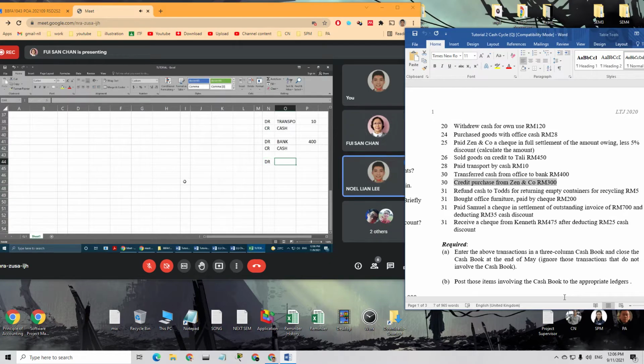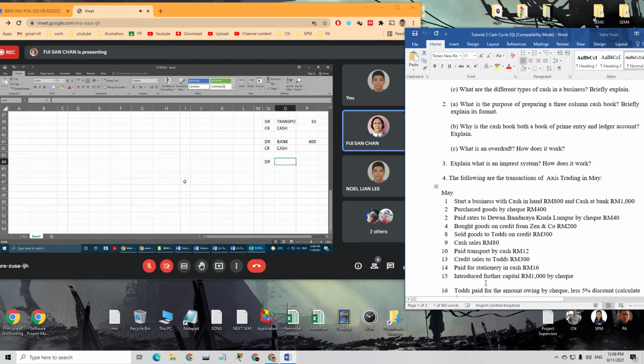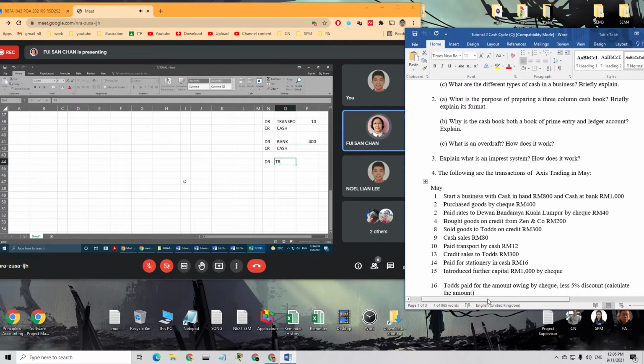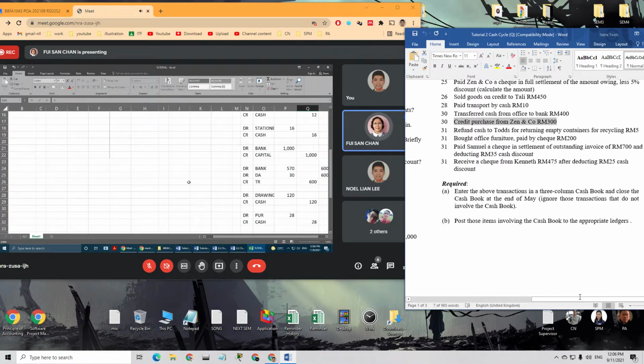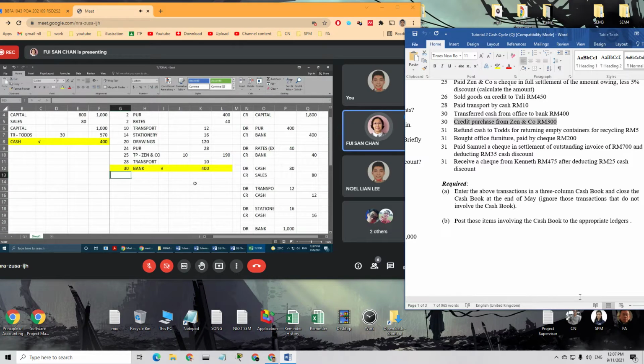Debit trade receivable. Okay, can. And what do we credit? Cash, yeah, cash, 5. Then we record here. So this is on the 31st, right? Here we actually pay to Todd, right? So credit cash 5 ringgit. Okay, next one.